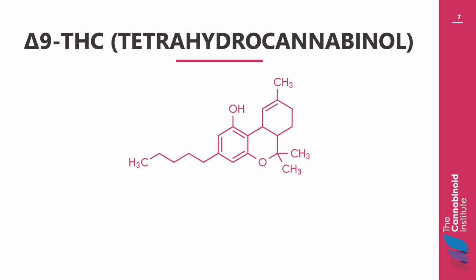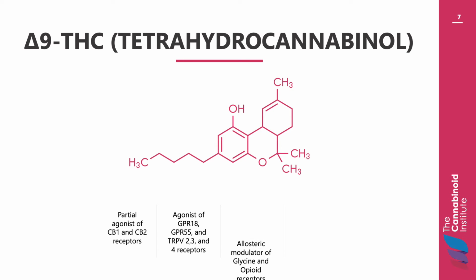Delta-9 THC is one of the most prevalent cannabinoids produced by the cannabis plant. Delta-9 THC is a partial agonist of both cannabinoid 1 and cannabinoid 2 receptors. It is also an agonist of G-protein-coupled receptors 18 and 55 and vanilloid 2, 3, and 4 receptors, as well as acting as an allosteric modulator of glycine and opioid receptors. The agonization and modulation of these receptors contribute to the role THC can play as an analgesic and anti-inflammatory agent.